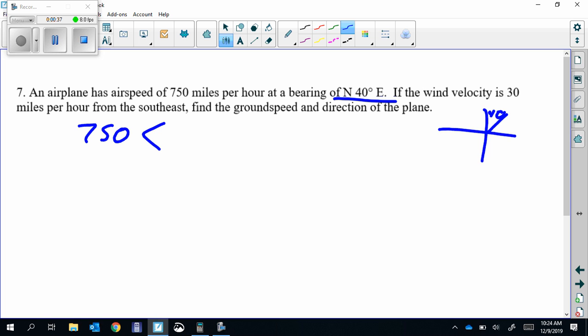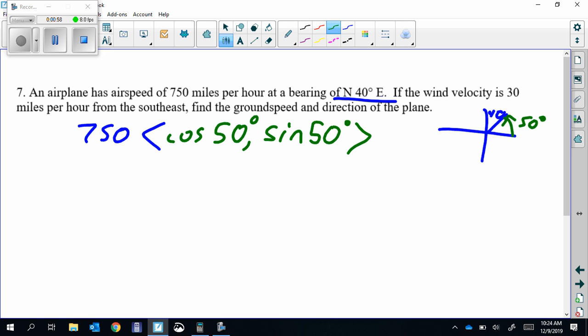When we change this to standard position, which we have to do with every one of these angles, standard position starts here, measures counterclockwise, so that's 50 degrees. Cosine 50, comma sine 50. The wind is 30 miles per hour, so airspeed plus wind speed. Wind is 30. We still need to get the angle and everything here.